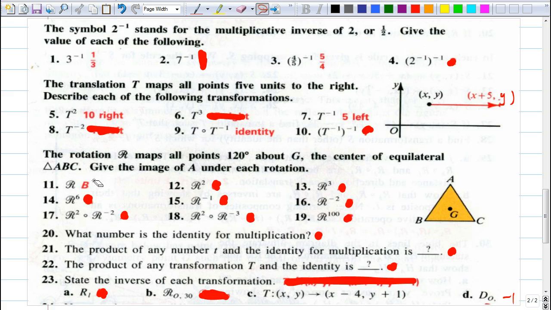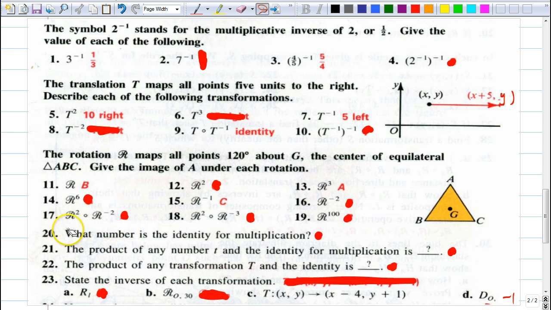What about 13? What does rotation to the third power mean? You do it 3 times, right? So if you do it 3 times, you're back to yourself. That's the identity mapping, isn't that right? What about number 15? If you're at A, if you're doing 120 degrees as your R, you have to do negative 120 degrees. So from A, if you do negative 120 degrees, where would you end up? C, because you're going clockwise. Does that make sense?